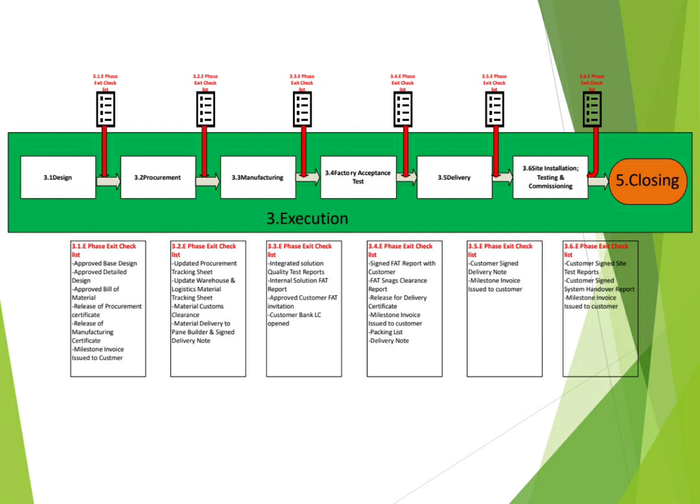After the customer releases some snags, you need to work on this after the FAT and close these snags and share a FAT snags clearance report with your customer. After that, you need to request your customer officially for a release for delivery certificate. Some people call it a dispatch clearance certificate. You need to request this officially through a letter that you completed the FAT and the FAT snags are closed, and the panels are ready for delivery.